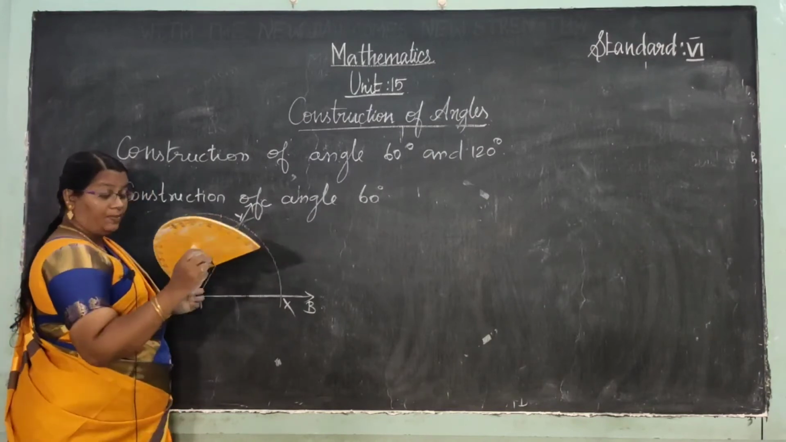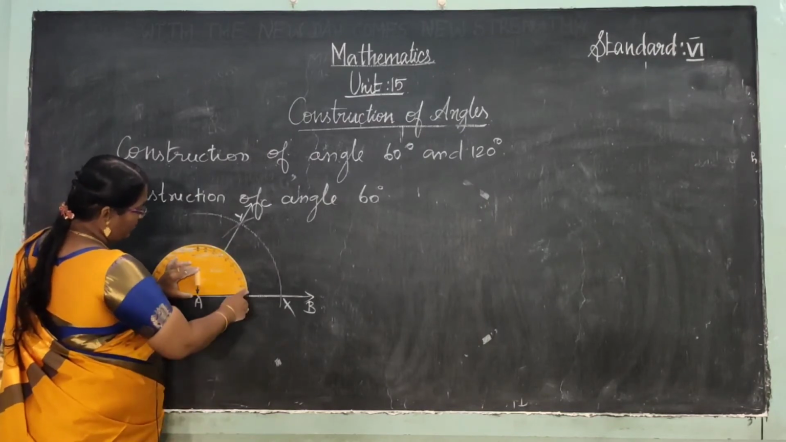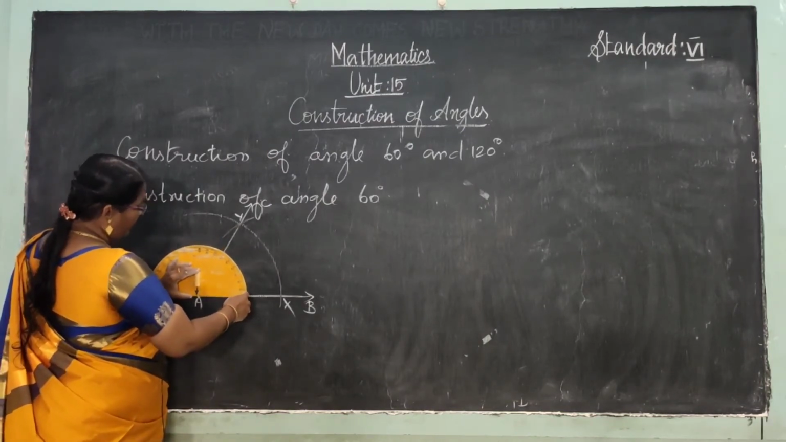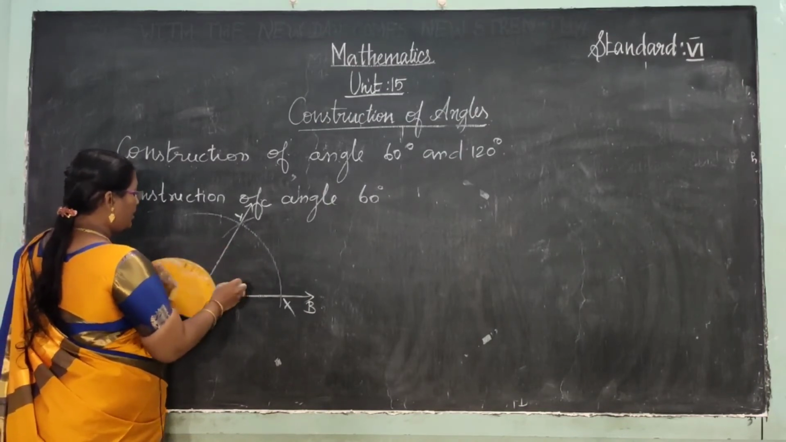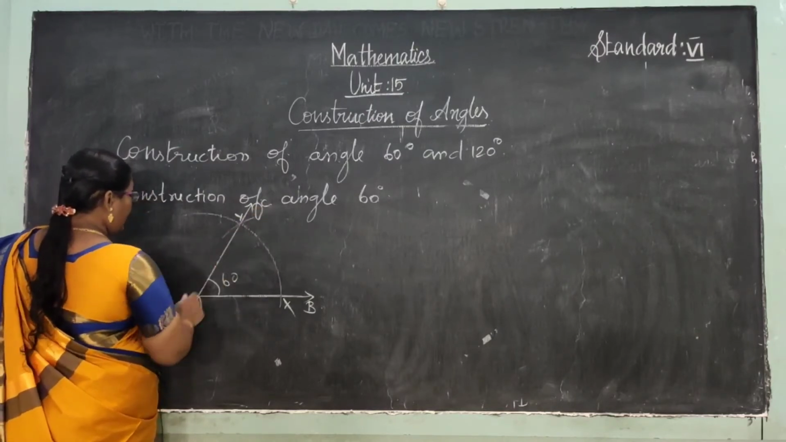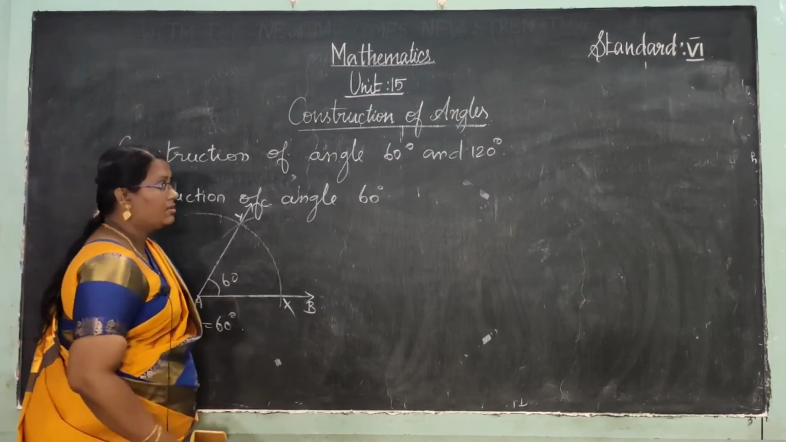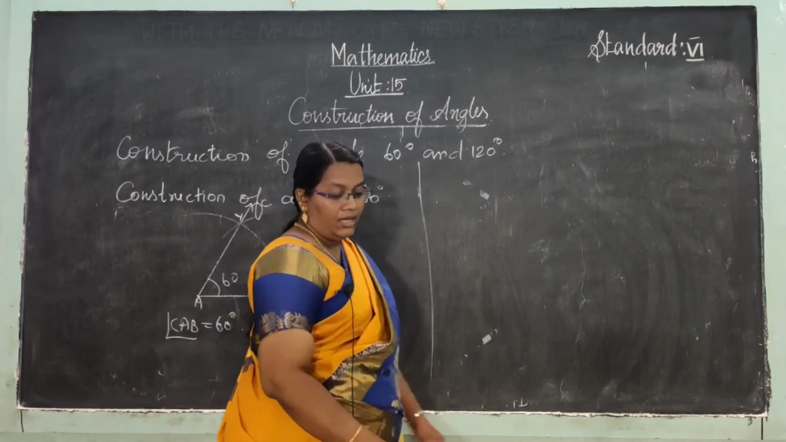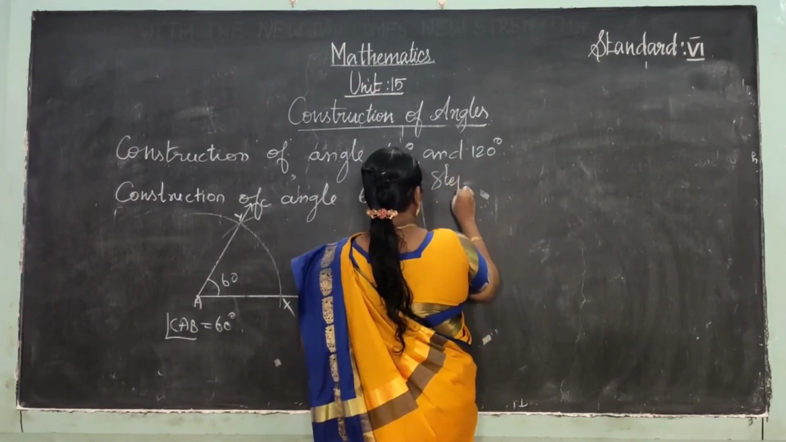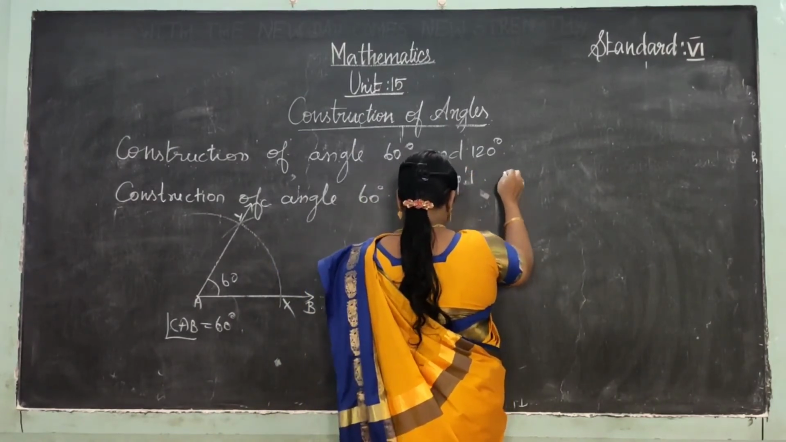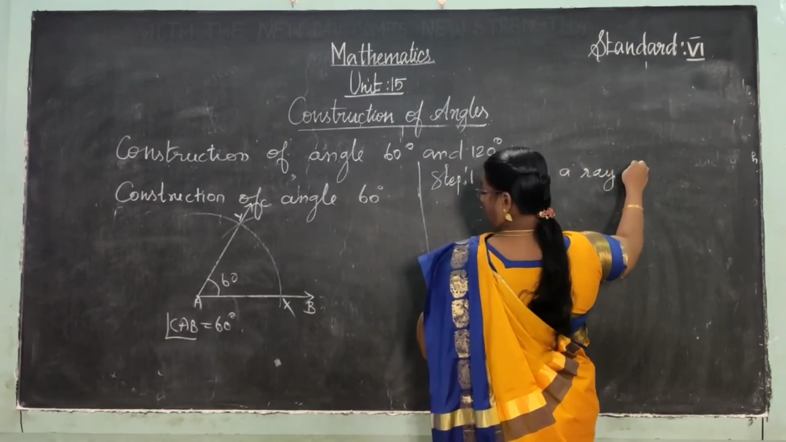the angle CAB. Using the protractor, keep the center of the protractor at A. Measure. We get 60 degrees. 0, 10, 20, 30, 40, 50, 60. So angle CAB is equal to 60 degree. That's it. So what are the steps we have to follow? Step 1. Draw a ray AB.